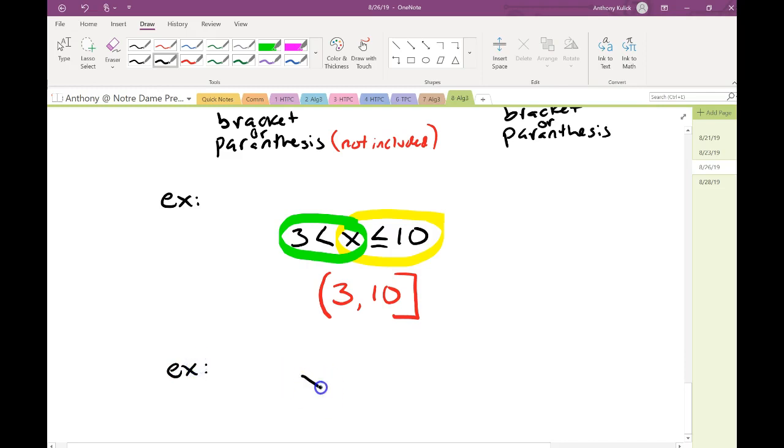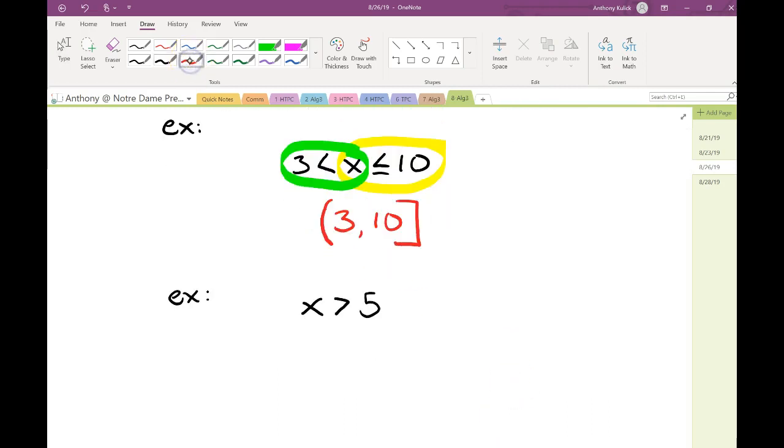Let's do another one. How about if we just have 5 is greater than x? I'm sorry, x is greater than 5. Read the right thing. In this case, what's the lower bound? The smallest number involved here is 5, right? Because we're talking about all the x's that are greater than 5.